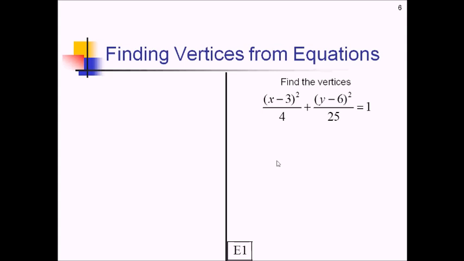Eventually, we're going to be able to graph an ellipse based on the equation. We're not quite there yet, though. Let's find some bits and pieces first, and then we'll move up to graphing the whole thing. Let's start with the vertices.